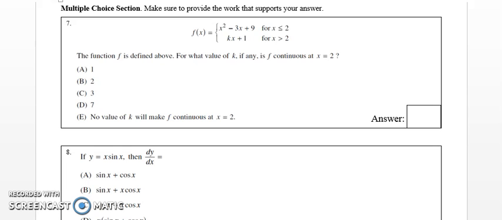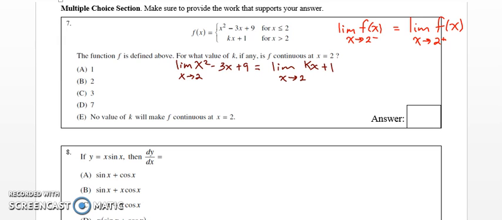So we need to go back to the definition of continuity, and by definition, if a function is continuous, we know that the limit has to exist. So let's check that the limit exists. And remember, the limit will only exist if the limit from the left equals the limit from the right. So the limit of f(x) as x approaches 2 from the negative side should equal the limit of f(x) as x approaches 2 from the positive side.